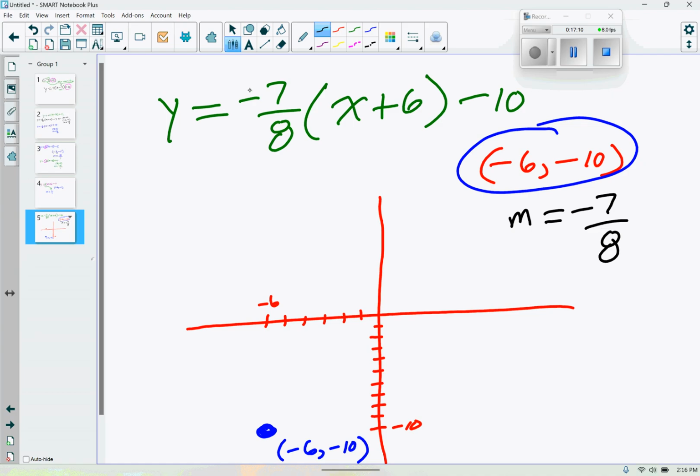Actually, you know what? I'm going to make this a positive right now. Let's just pretend Stirrup made a mistake because he can't do math. So I'll keep it as 7 over 8. Cool. All right, ready?